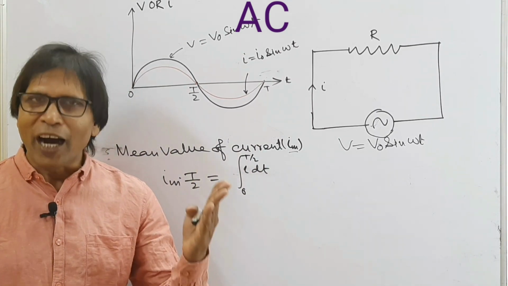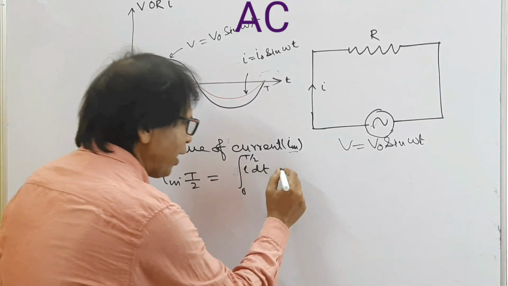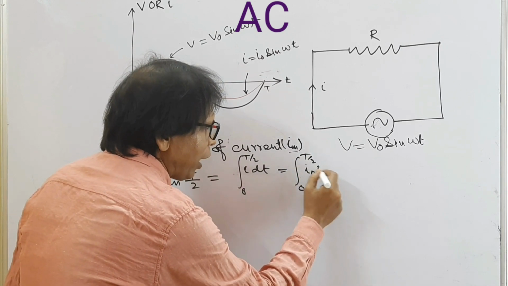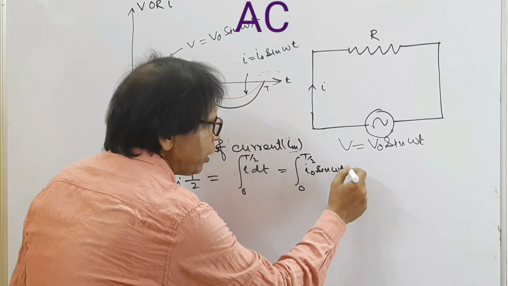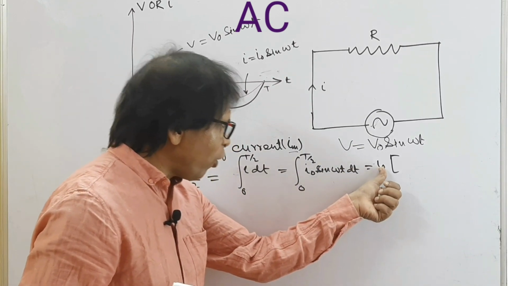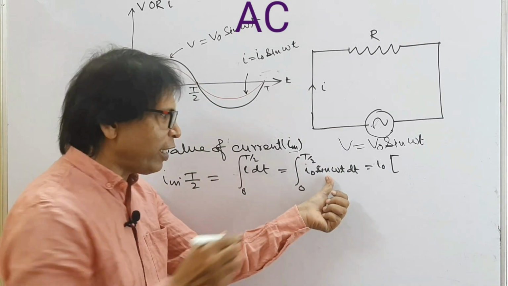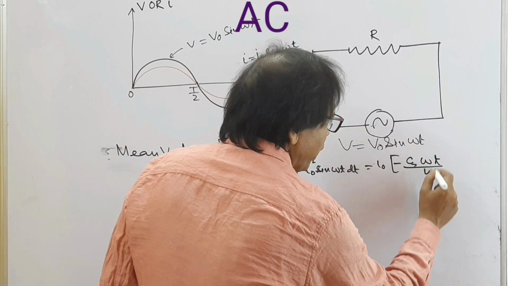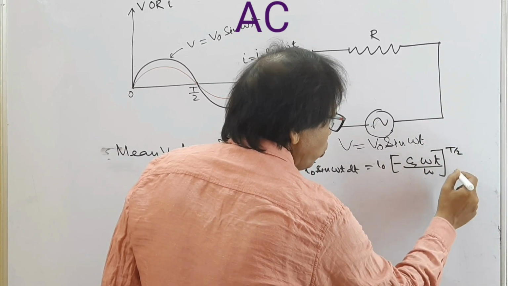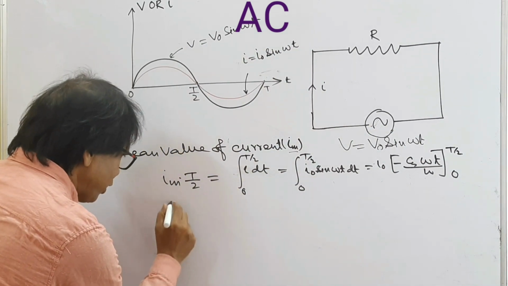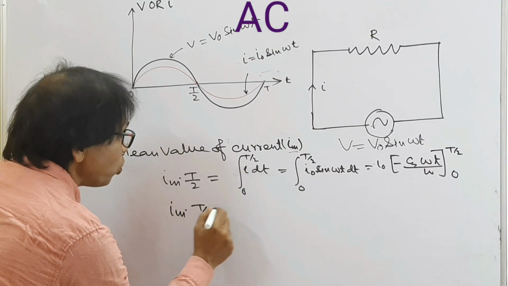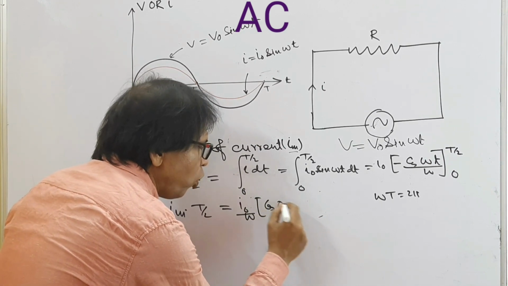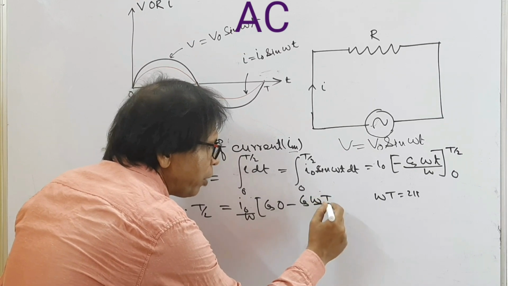Now I equals I naught sin omega t. So this is the integral from 0 to T by 2 of I naught sin omega t dt. Here I naught is a constant, and the integration of sin omega t is minus cos omega t divided by omega, evaluated from 0 to T by 2. So Im into T by 2 equals I naught by omega into cos 0 minus cos omega T by 2.